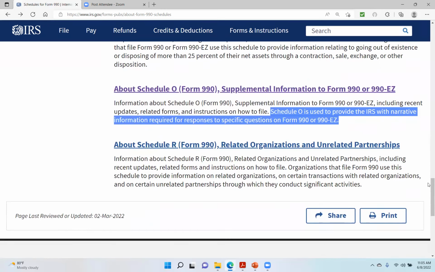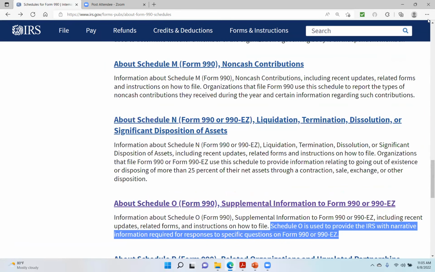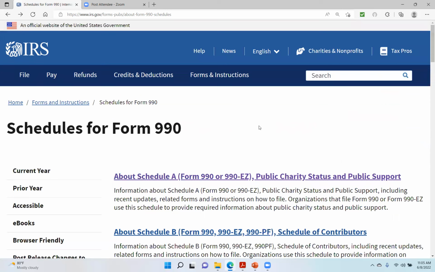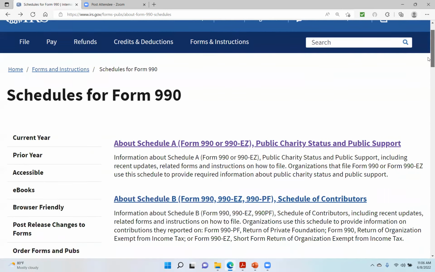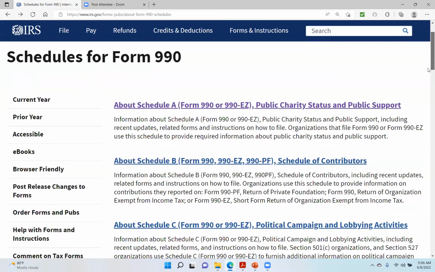So there's Schedule R. But like I said, I'm not going to read each one of these because all you have to do, once again, is go to irs.gov, click on Forms and Instructions, and click on Schedules for Form 990, and you can read this information for yourself. And not only for the Black Lives Matter Global Network Foundation, of course, any nonprofit organization that you are investigating and you are reading the Form 990 and they indicate that they completed a schedule, then you can always come here to learn more about the schedule and why they would use that particular schedule.